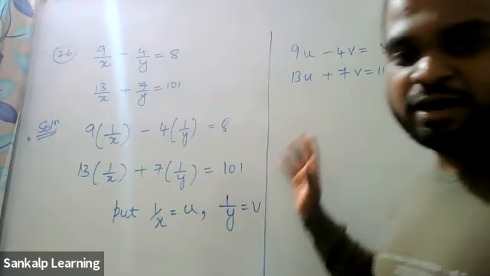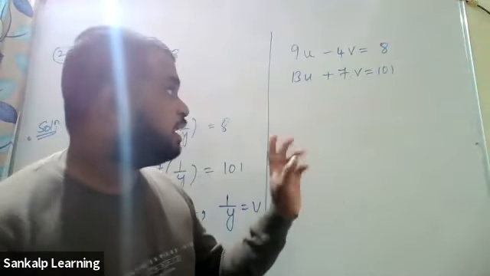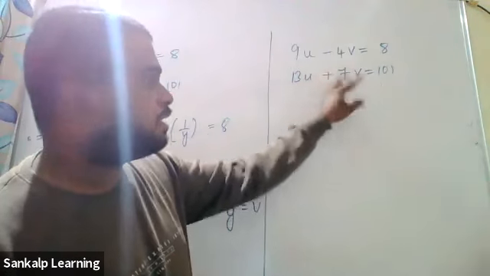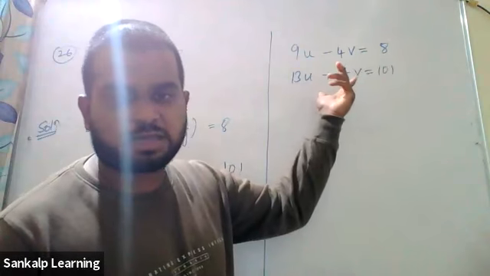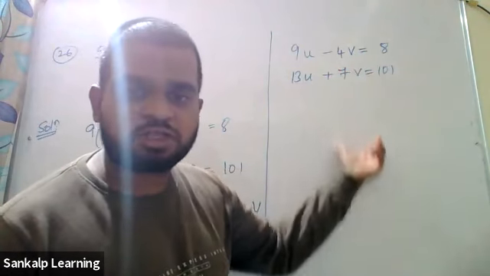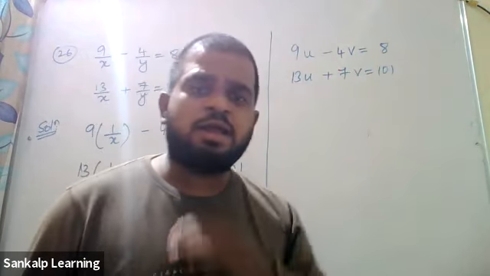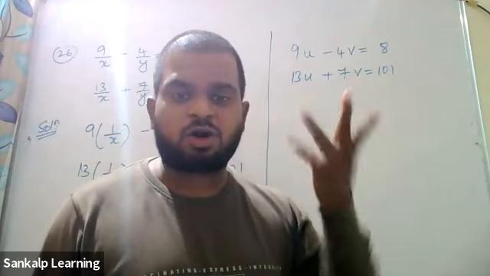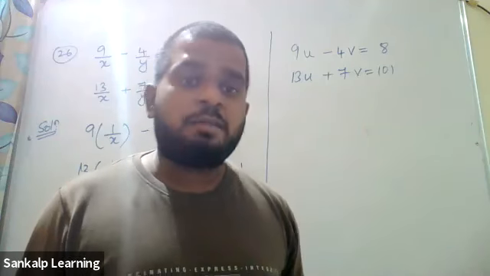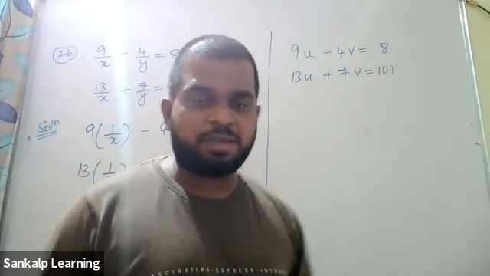Now is this in standard form? Yes, it is in standard form. You correctly observed, instead of xy we have uv. Standard form, there is a numerator, u and v. Yes. So this is in standard form. You can solve it. How will you solve it? It's your wish. You can solve it by substitution method, elimination method, or cross multiplication. Any method, but please solve it by elimination itself. That will be easy.